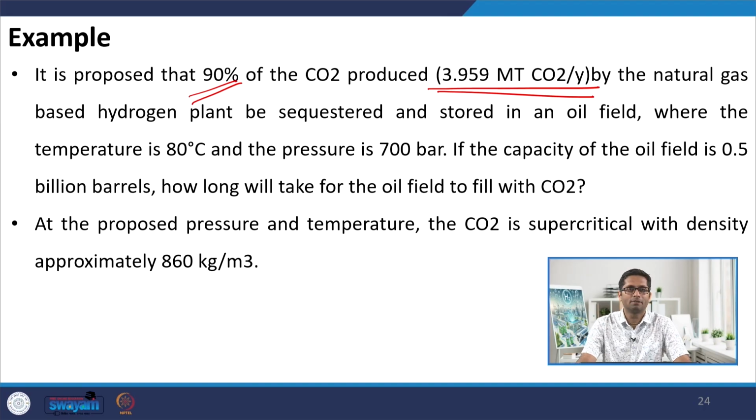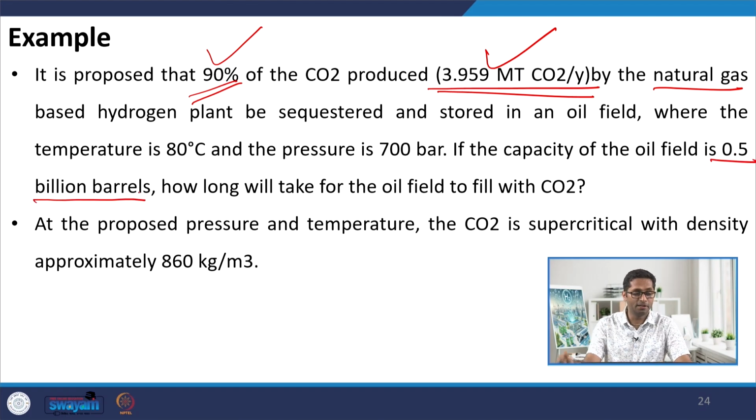So, I am looking at a typical facility which is producing blue hydrogen using natural gas. This is the amount of CO2 that would be emitted. My aim here is to capture 90% of the CO2, and this captured CO2 I would have to sequester in a site or in an empty oil field which has a volume of 0.5 billion barrels. When I say 1 barrel, it is roughly equal to 159 liters, and that is a standard unit for denoting the volume for crude purchase as well as for storing of the CO2.